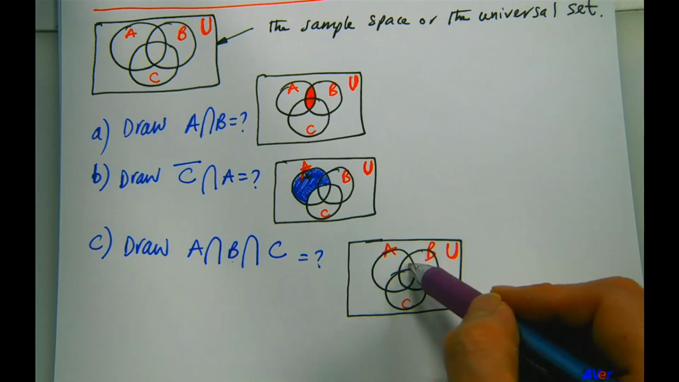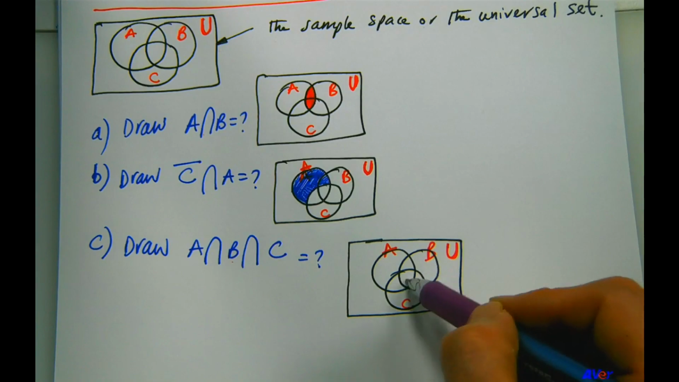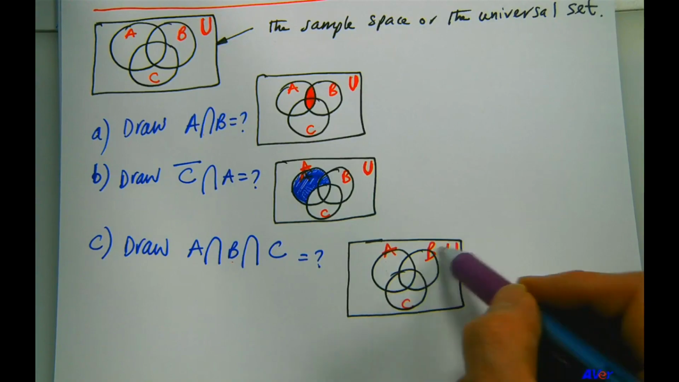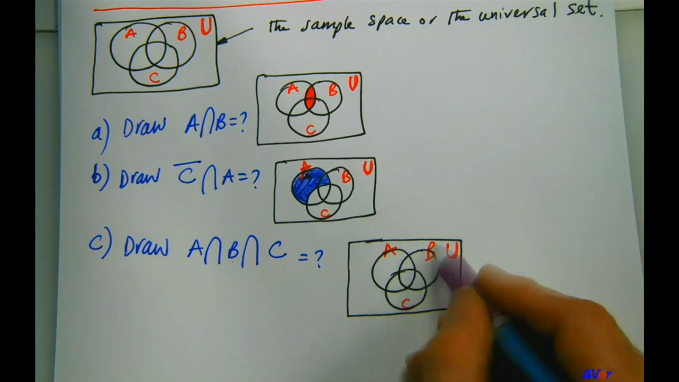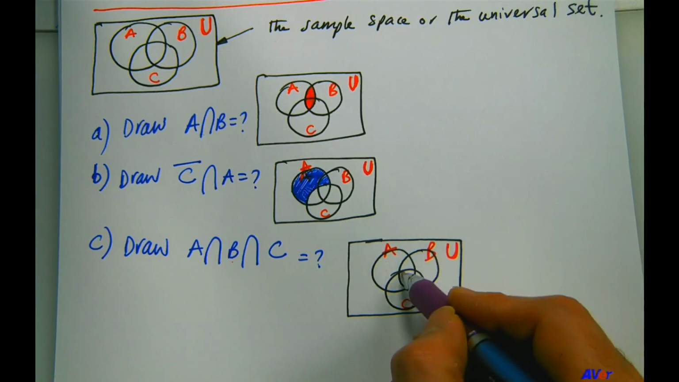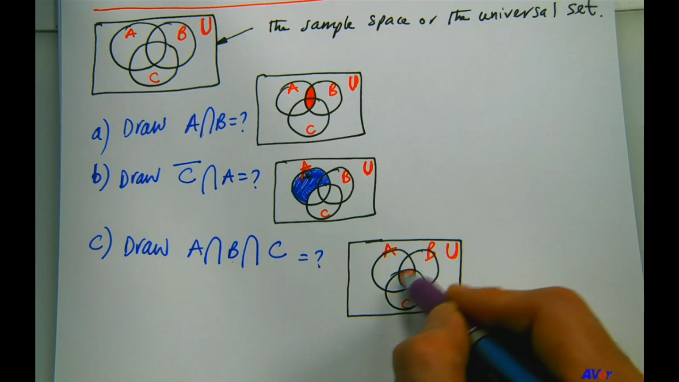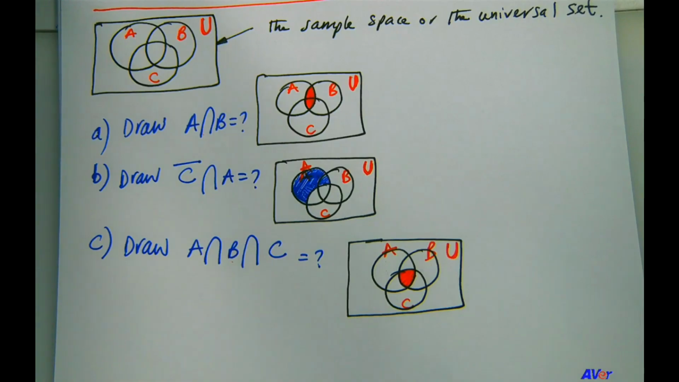Is it here? Here? No. That region is common to B and C, but not A. How about here? No, that's A and C common, but not B. So the only region that is common to A, B, and C is this piece right here. We shade that piece to highlight that.